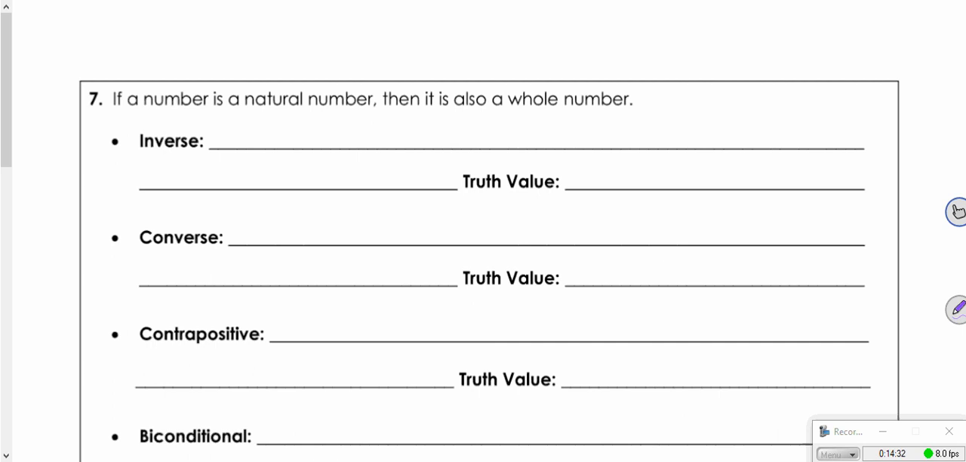So the statement is, if a number is a natural number, then it is also a whole number. Now let me kind of back up here and talk about natural numbers versus whole numbers. Whole numbers start at the number 0 and go up, and we're just talking like positive integers, including 0. So 0, 1, 2, 3, 4, 5, 6. Natural numbers are also called the counting numbers, okay? And counting numbers start with the number 1. So 1, 2, 3, 4, okay? So again, natural numbers are counting numbers. That's how I like to remember them. Okay, and whole numbers include 0.